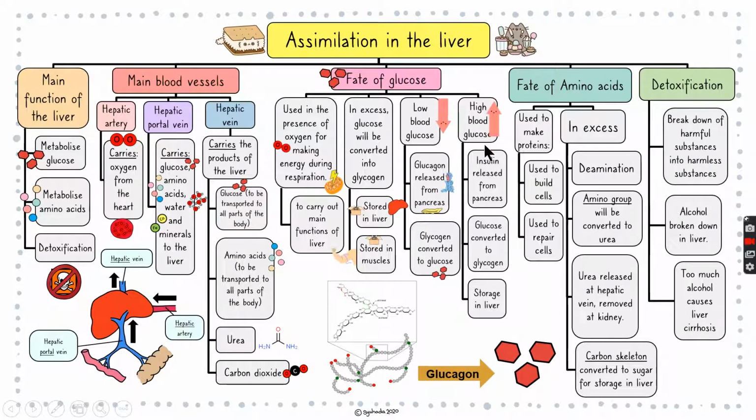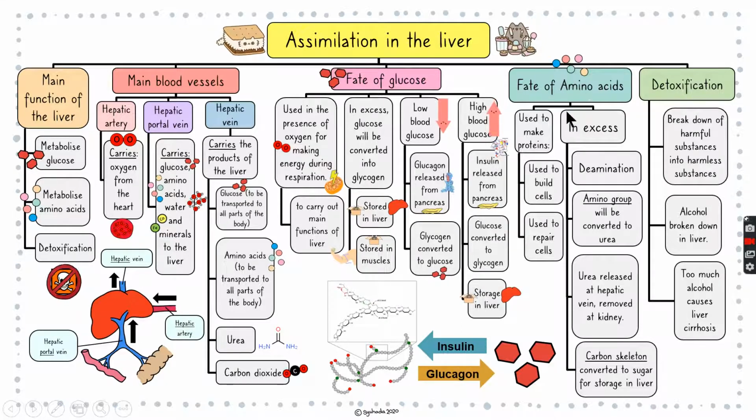But when you have high blood glucose, for example, after having a meal that is rich in carbohydrate, your pancreas will release insulin instead, and this is another hormone. And what happens is the opposite. So insulin converts the glucose back into glycogen to be stored in the liver.